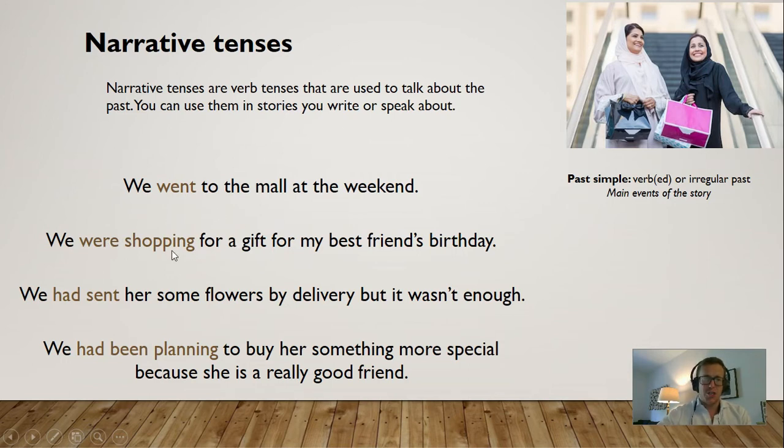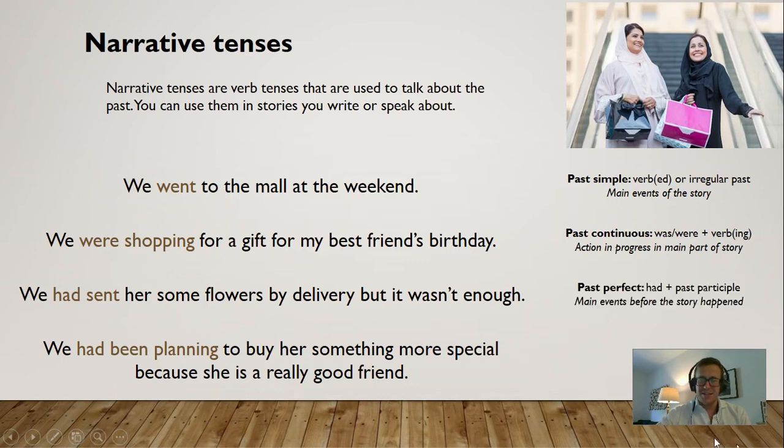Second one, were shopping. This is past continuous and it's was or were plus verb ing, were shopping. And these are actions that are in progress at the main part of the story. So these two, this is what we were doing at the mall. It's a long time, this one. Going to the mall is not as long as the time that you spend shopping.